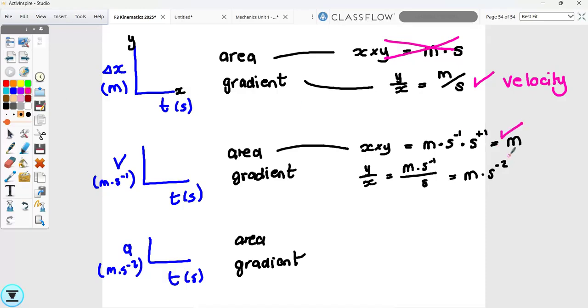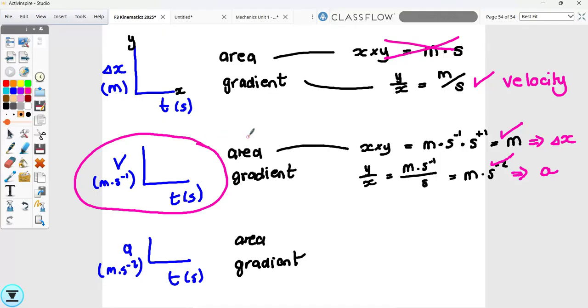So you can see that this time there are two things. We do have something that we measure in meters. What is that? Yes, so this is going to be displacement or distance. Do we have something that we measure in meters per second squared? Acceleration. So yes, and that is why you will see this graph is the one that is most often asked, because we can use it to get the displacement by getting the area, or we can use it to get the acceleration by getting the gradient.